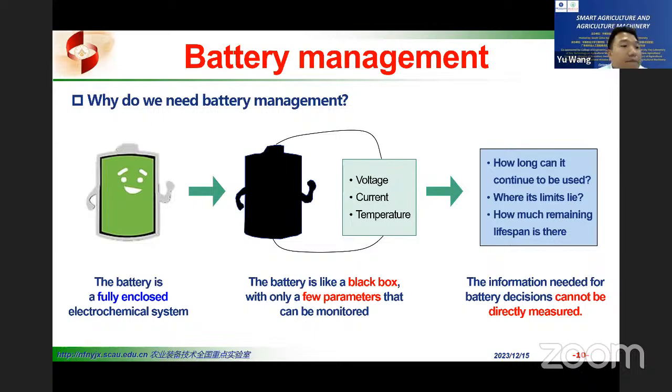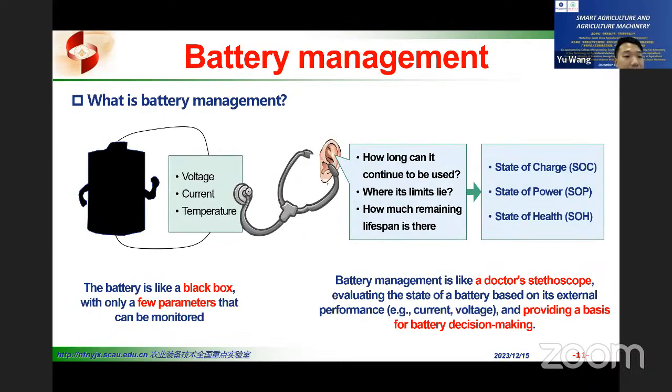So battery management is like a doctor's stethoscope, evaluating the state of a battery based on its external performance, such as current and voltage, and providing a basis for battery decision making. Next, I will introduce 3 states of battery management that we focus on: state of charge (SOC), state of power (SOP), and state of health (SOH).